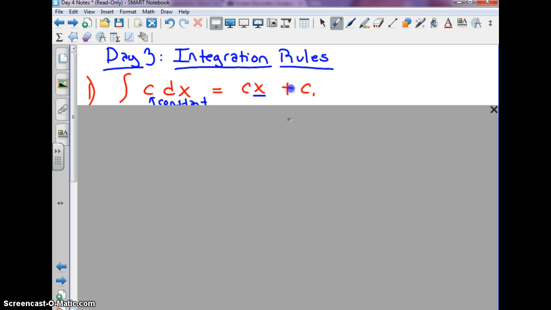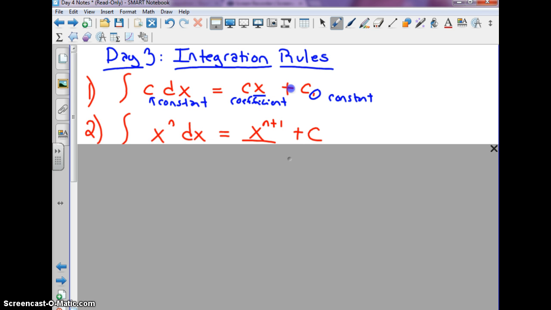So we don't have two c's though, we're calling this c1. And this is standing for our constant function. Because now this c turns into a coefficient, and now this c is a constant.